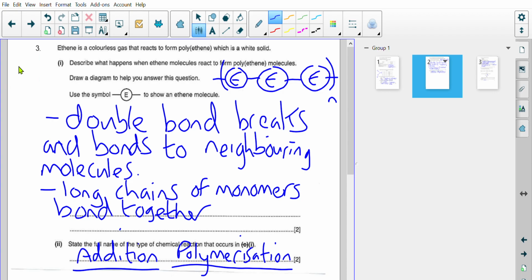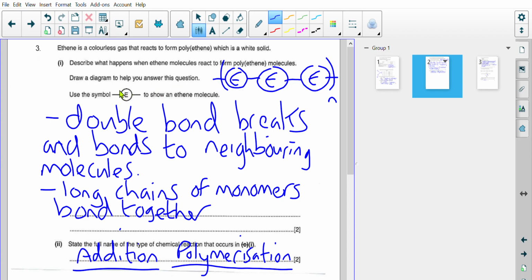Ethene is a colourless gas that reacts to form polyethene, which is a white solid. Describe what happens when ethene molecules react to form polyethene molecules. I'm not sure I like the form polyethene molecules. I suppose it is still technically a molecule, it's just a very, very long one. But anyway, we'll leave that for the moment. Draw a diagram to help you answer this question. Use the symbol E to show an ethene molecule.